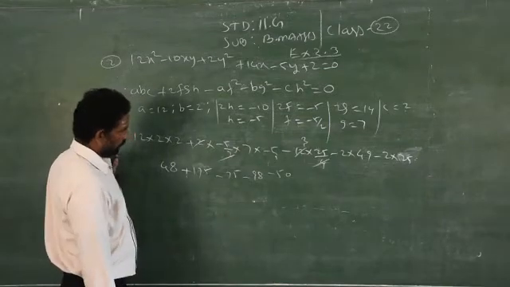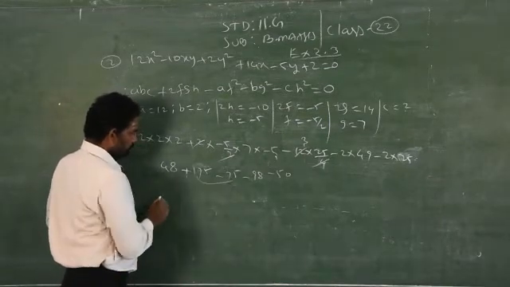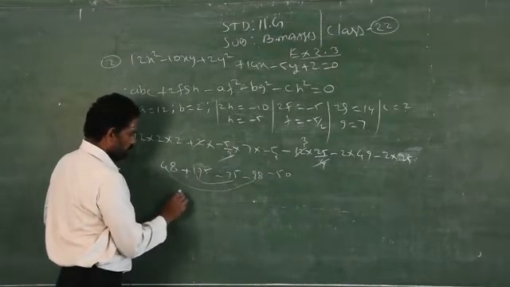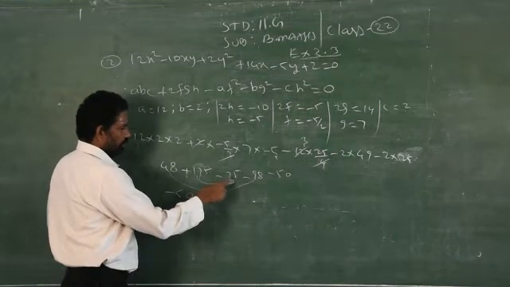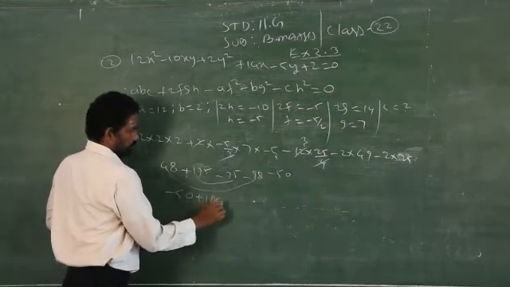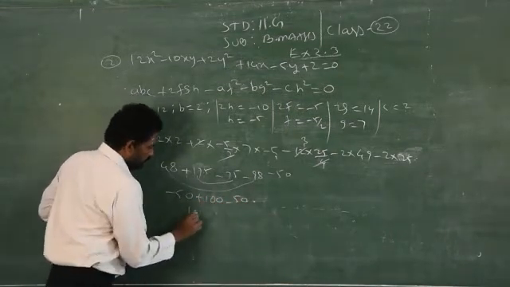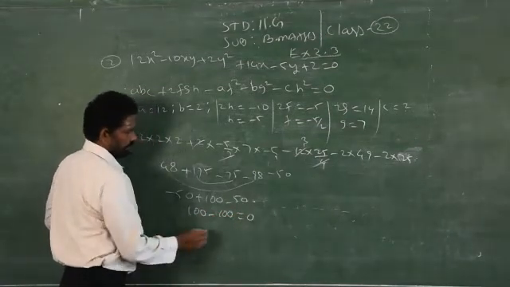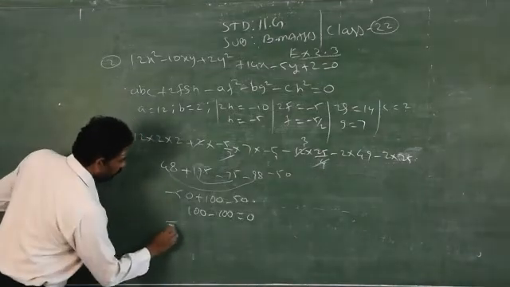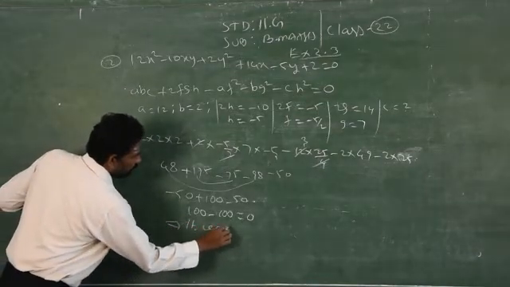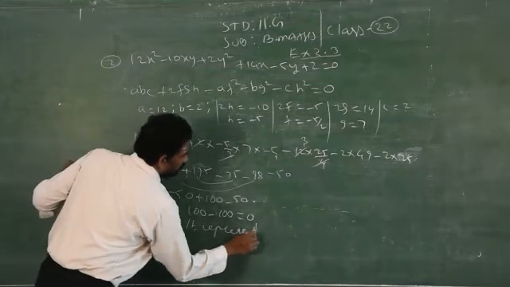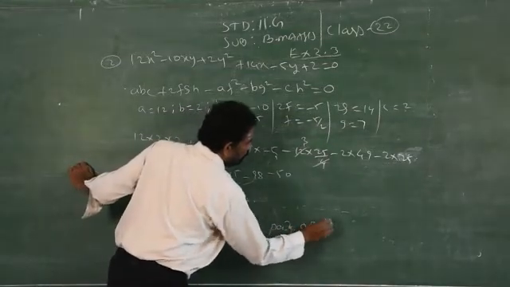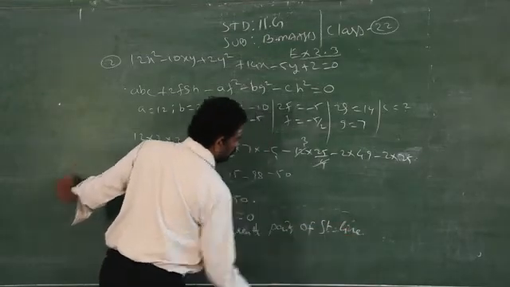Now you start to simplify. Combine these two and these two. 48 minus 98 will give you minus 50. 75, here 100 minus 50. So 100 minus 100 will give you 0. So it is satisfied. Therefore, it represents, what do you have to write? It represents a pair of straight lines. That's all.